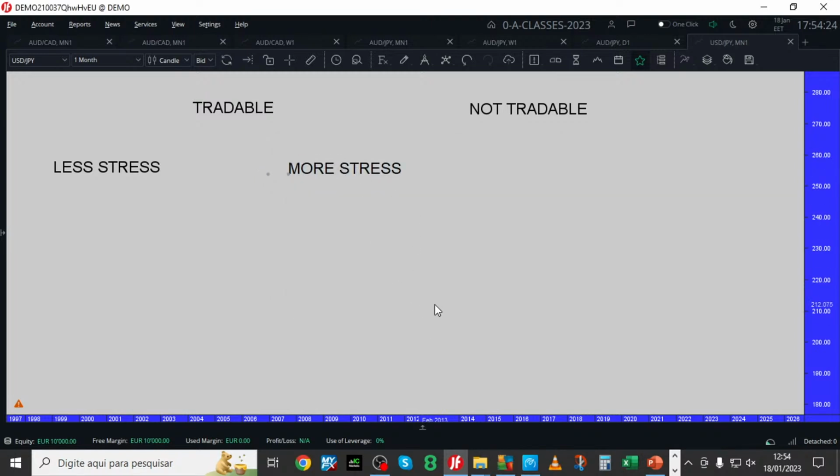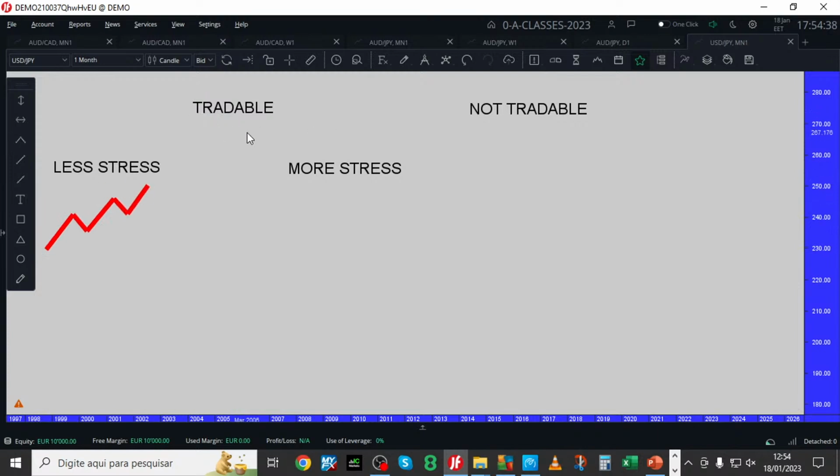Okay, what are the tradable behaviors of the market that are going to give you less stress, right? What are those? Well, uptrends. The uptrend is a tradable market behavior that is going to give you less stress. Downtrend is a tradable market behavior that is going to give you less stress. Okay, and finally you have consolidation that is going to give you less stress. Those are the tradable market behaviors. Okay, why? Because the market is trending, is doing all the same.